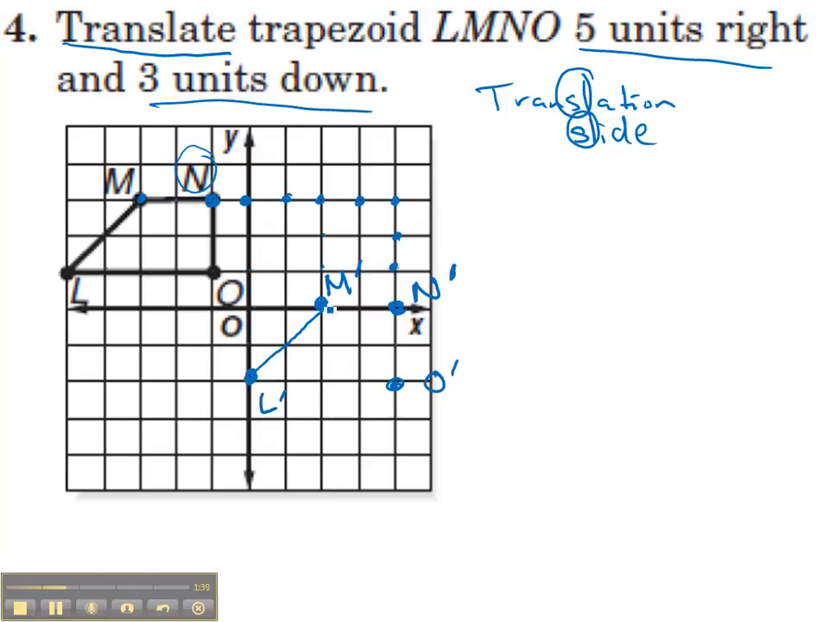Now, when you make your translated quadrilateral, when you reconnect those translated vertices, that image should look exactly like the image you started with, and it does. If it looks different, something's wrong, so figure out which vertex got translated incorrectly.